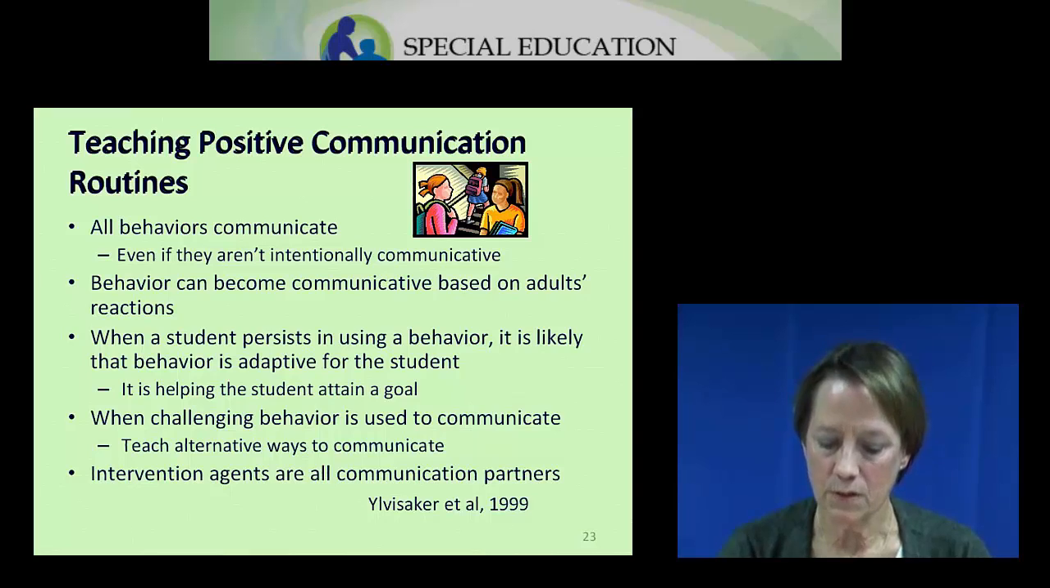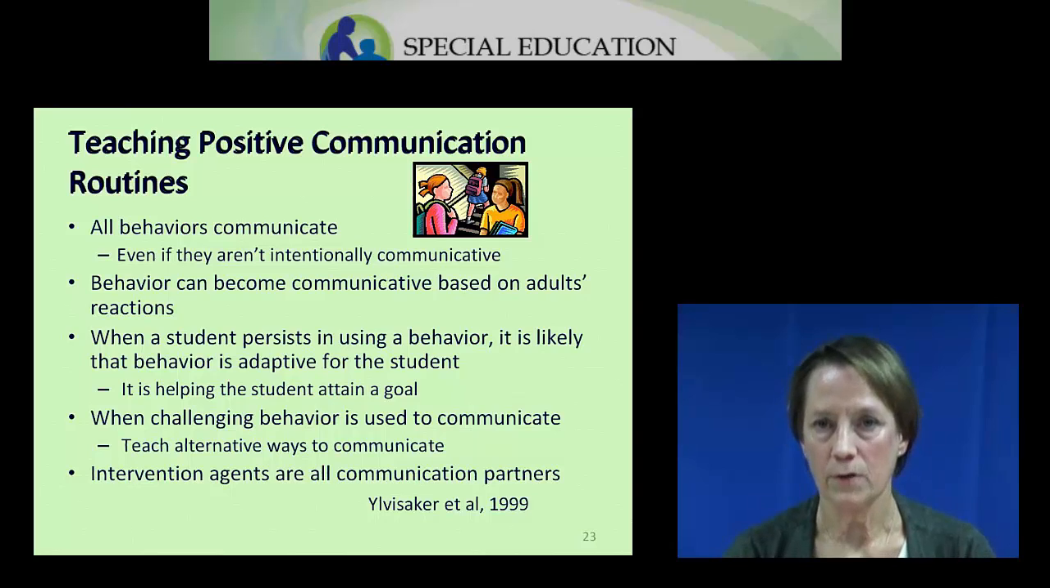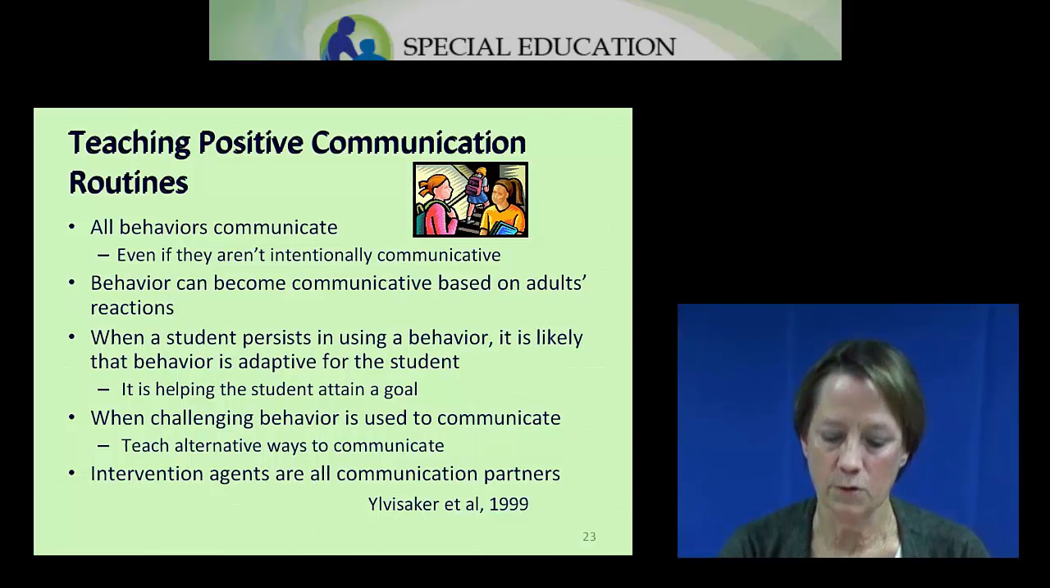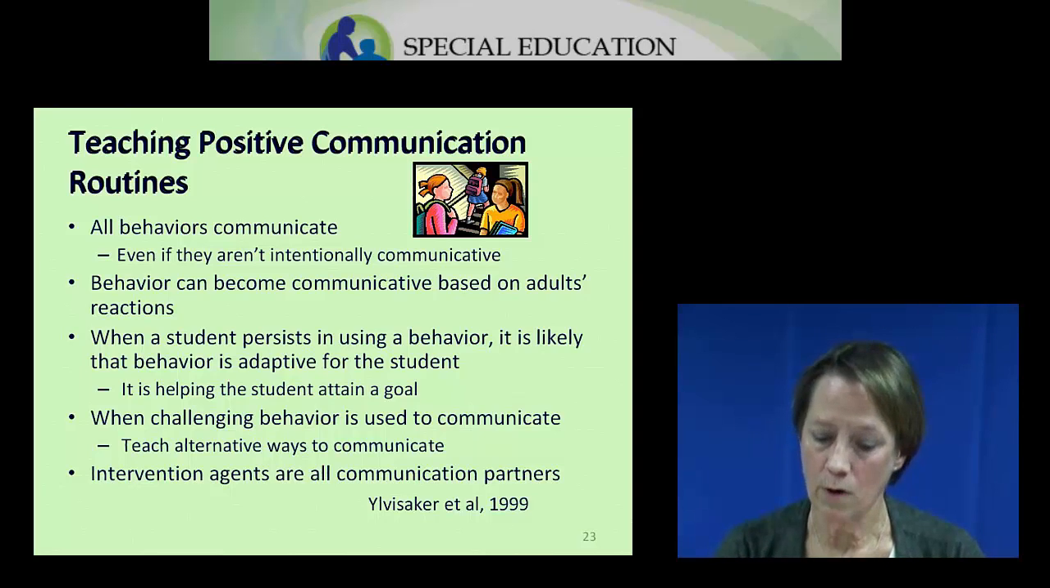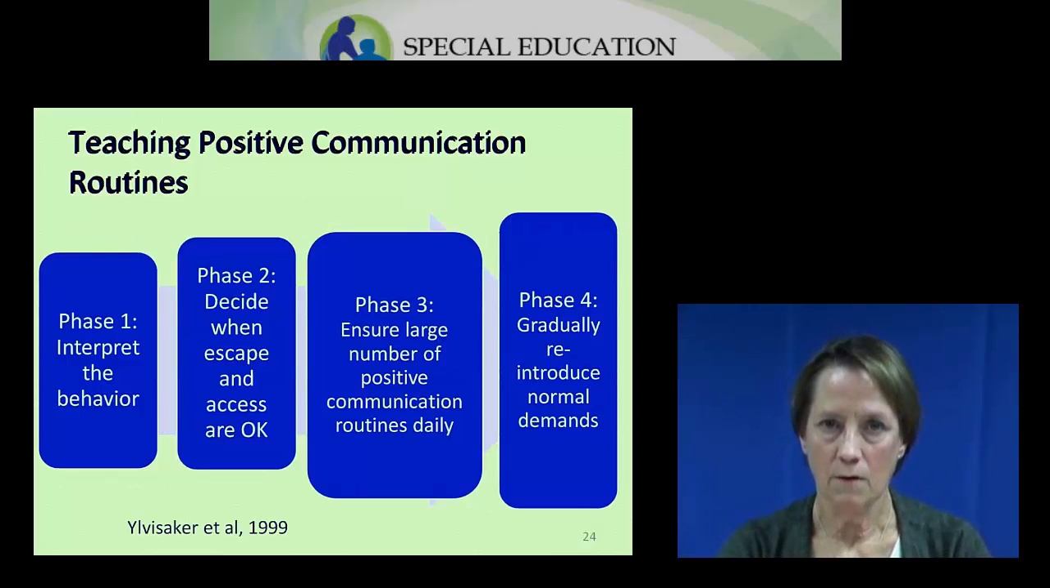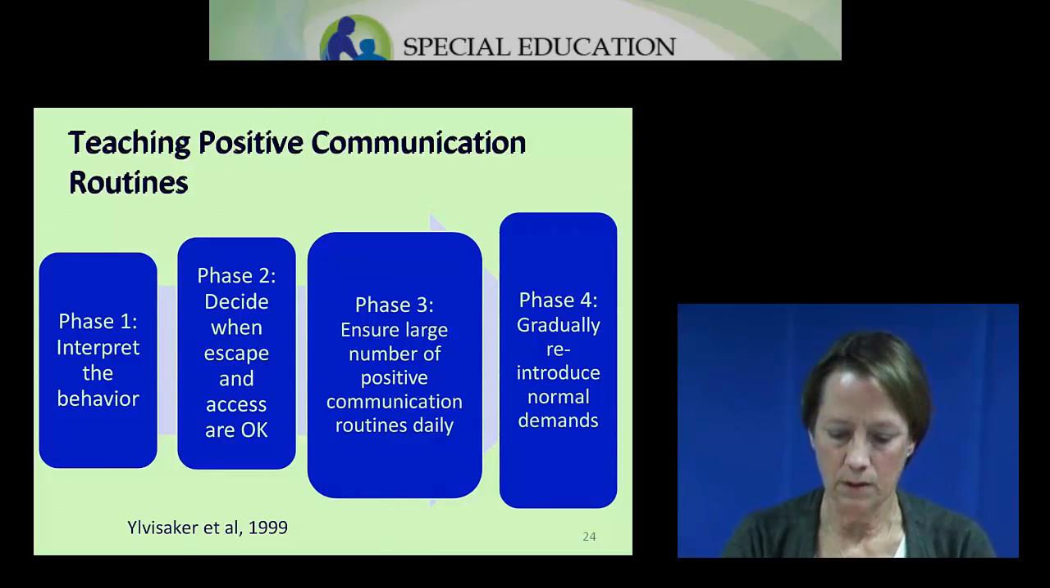Third, when a student is persisting in using a behavior, we can bet that that behavior is actually adaptive for the student. It's helping the student reach his or her goal. When challenging behavior is used to communicate, now our goal is to teach an alternative way for that student to communicate that need. And we're going to want to include all of our intervention agents who are communication partners, because we're going to want to see some consistency in this new communication routine that we're teaching. So we're going to focus on 4 phases of teaching positive communication routines, and those are listed here.